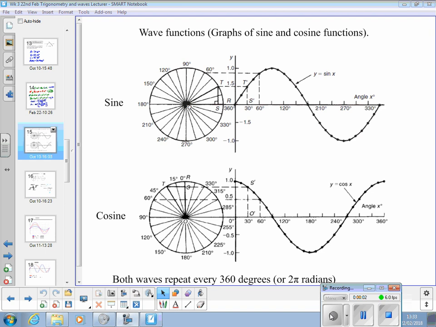Continuation with maths. Wave functions. Wave functions, sine and cosine wave.